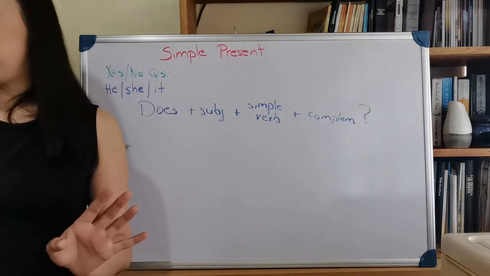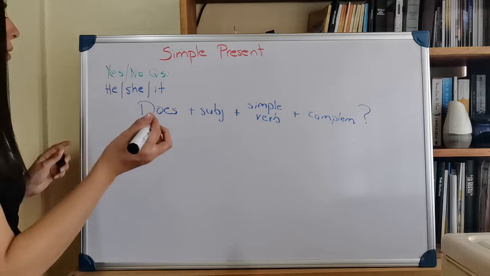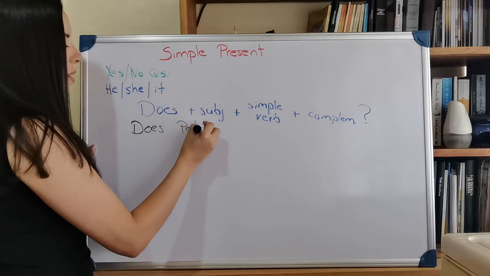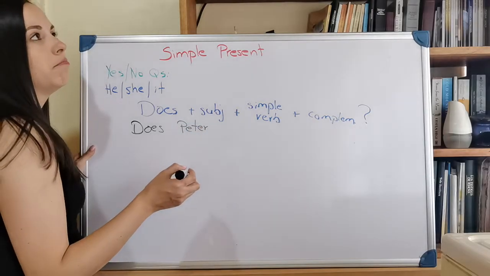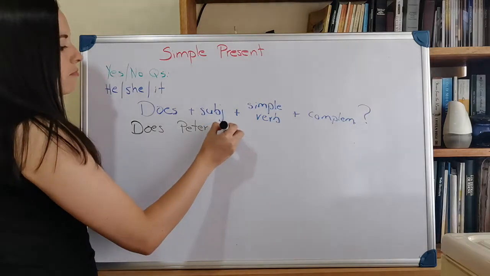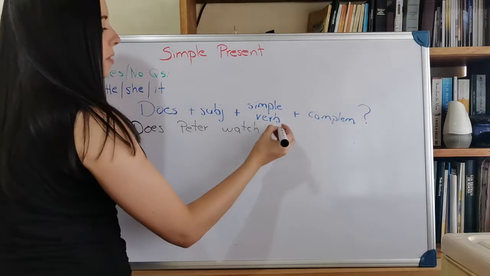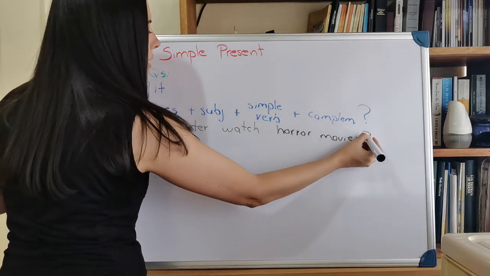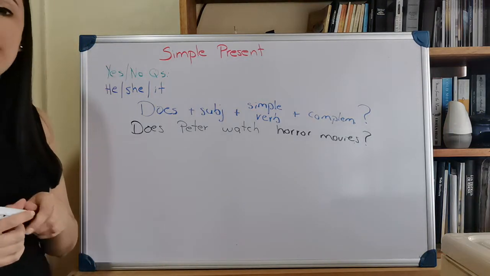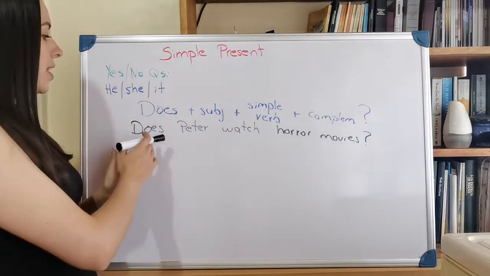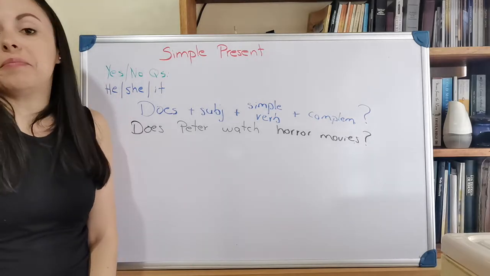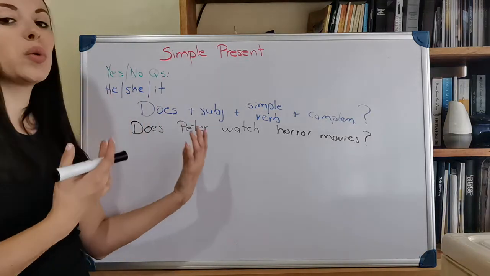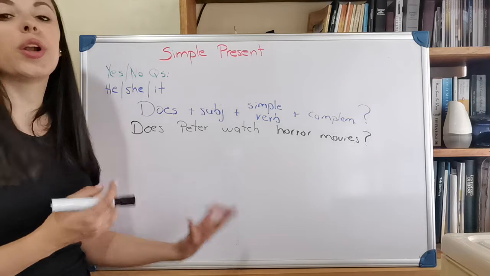Okay, so let's write an example. An example would be, does Peter, is the subject, does Peter watch, complement, horror movies? Question mark. Okay, that's a yes-no question in simple present. I'm asking, does Peter watch horror movies? Maybe he doesn't like them. Maybe he does. But the person who is going to answer my question will say yes or no.